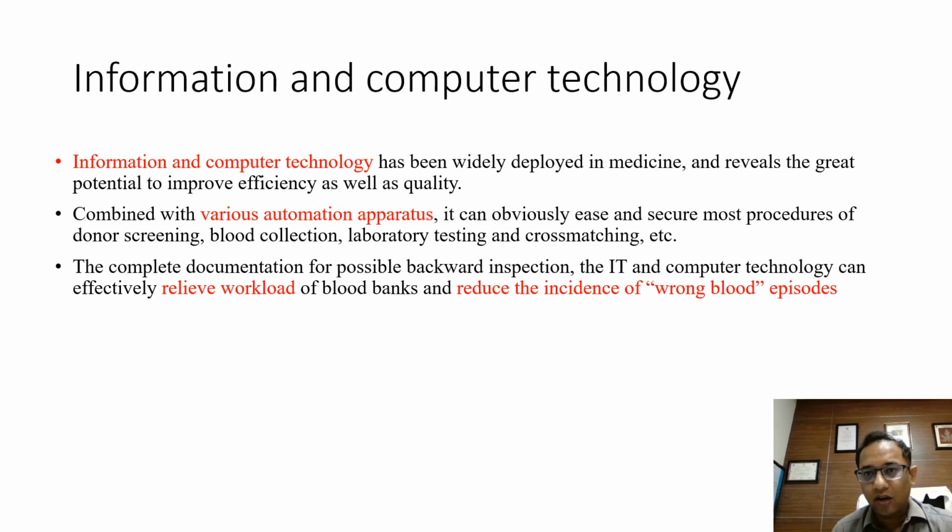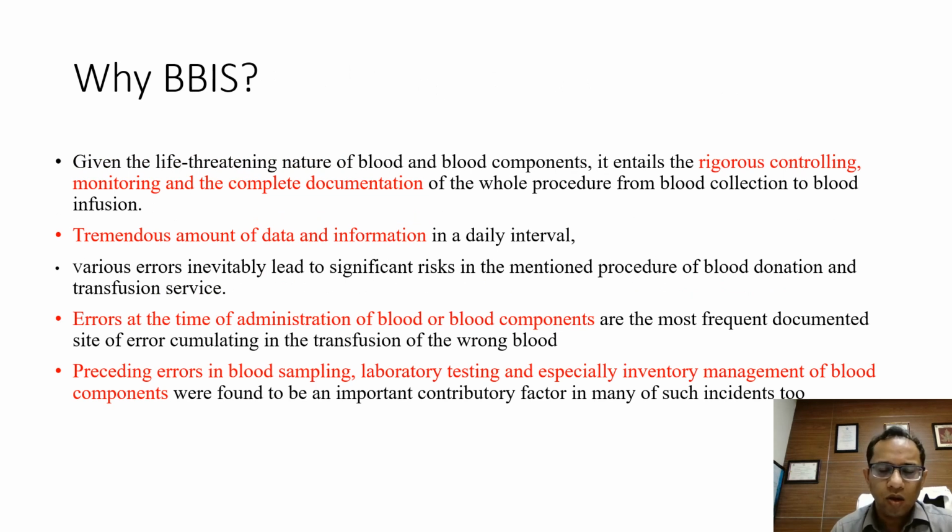And this IT and computer technology combined with the automation can obviously ease and secure most procedures of donor screening, blood collection, laboratory testing, and cross matching. With complete documentation for possible backward inspection, IT and computer technology can effectively relieve the workload and reduce the incidence of wrong blood episodes. So coming to the blood bank information system, why do we need it at all?